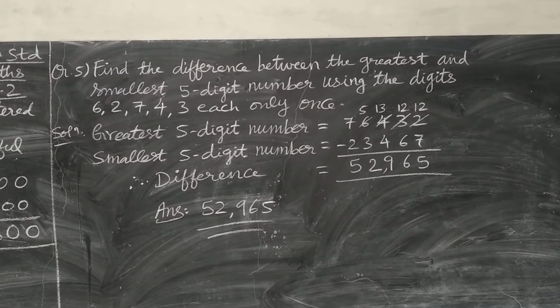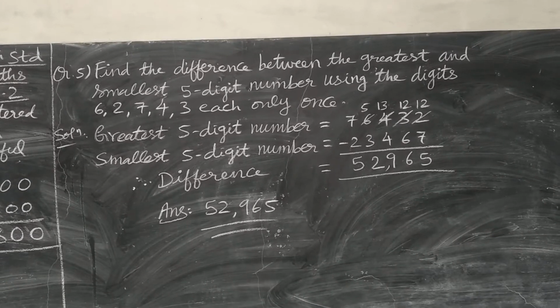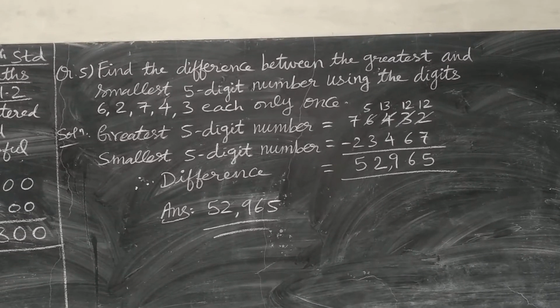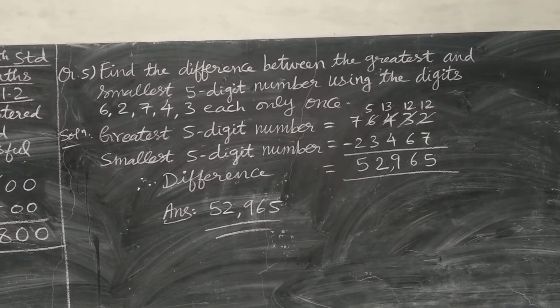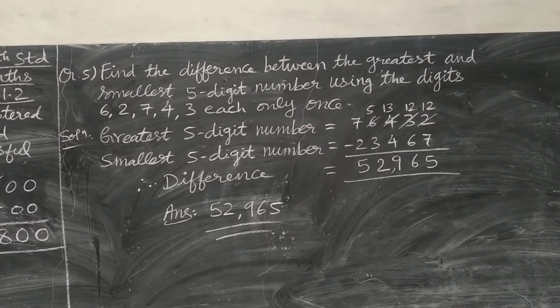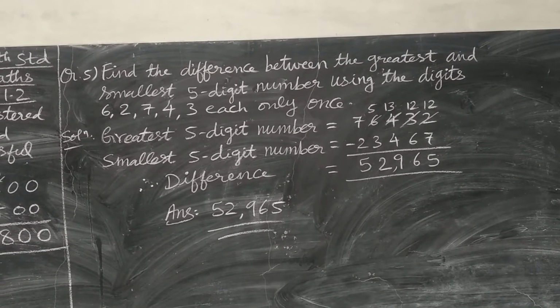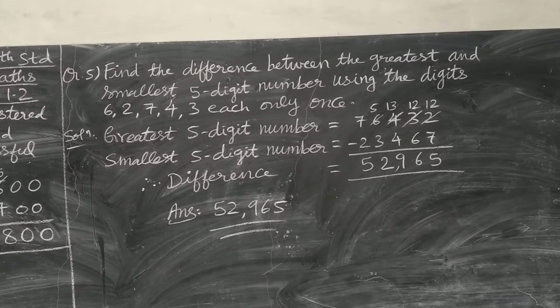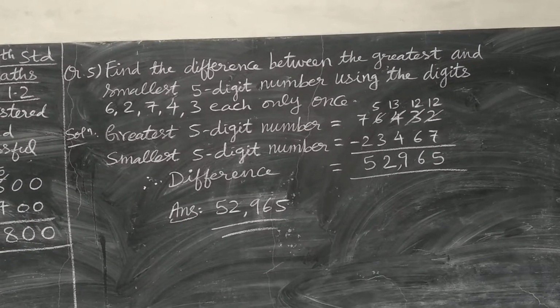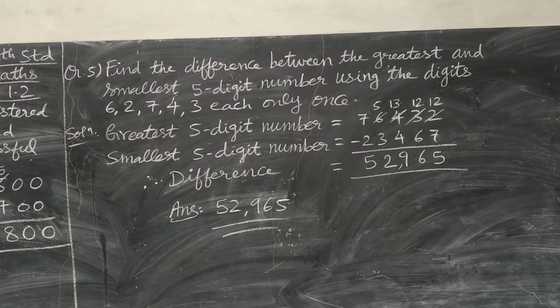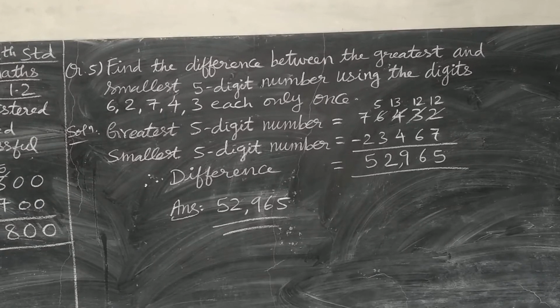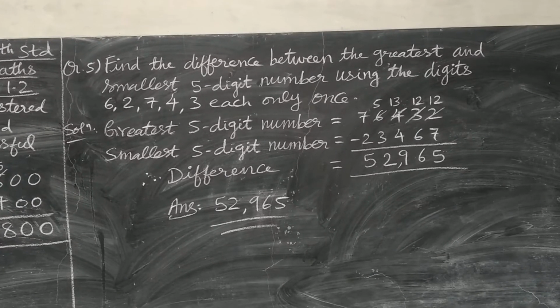Next question, you see, children. Find the difference between the greatest and smallest 5-digit number using the digits. Few digits are given. Which are those digits given? 6, 2, 7, 4, 3. So 5 digits are given. From these 5 digits you must write the greatest 5-digit number and also the smallest 5-digit number.